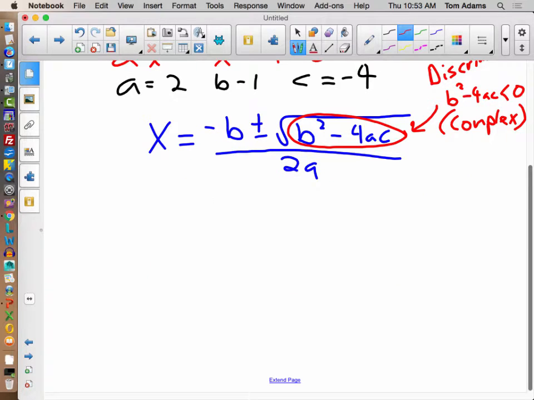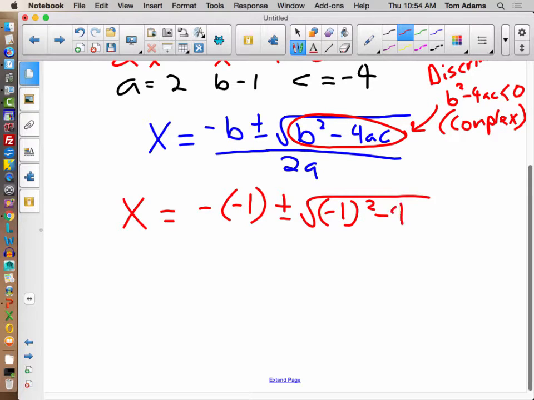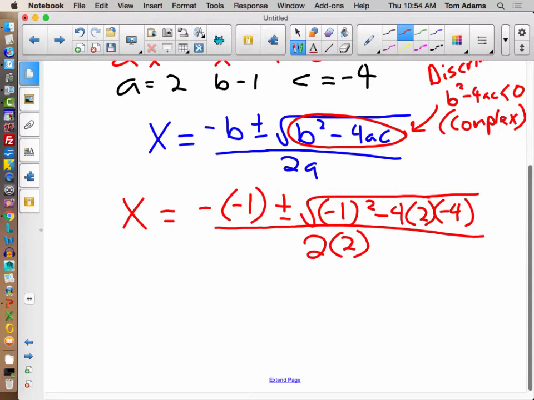All right. So now let's just plug in our values. x is equal to negative negative 1 plus or minus the square root of negative 1 squared minus 4 times a, which is 2, times c, which is negative 4, all over 2 times a, which is actually 2 times 2. So what I've done is I plugged in 2 for a, negative 1 for b, and then c is equal to negative 4. So wherever there was a c in the formula, I plugged in negative 4.